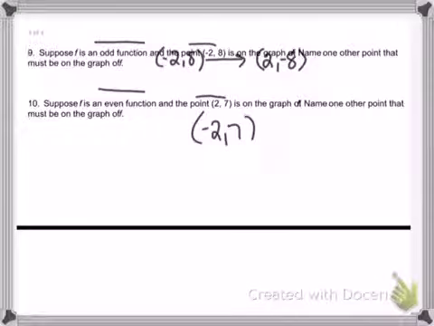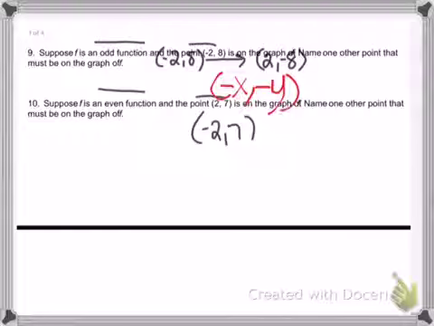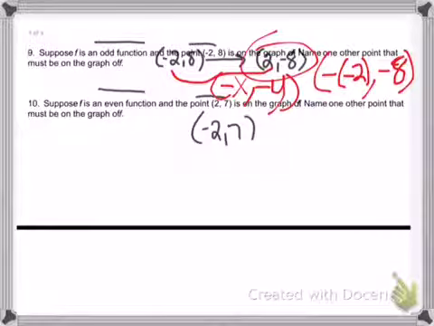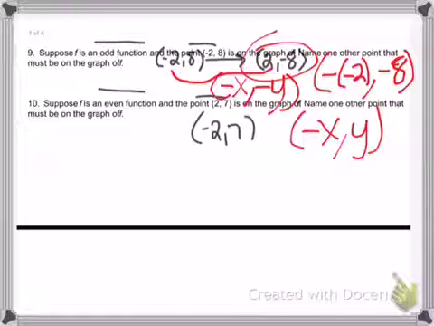Suppose that f of x is an odd function, -2 and 8. So if I have -2, 8, you can make them opposite because we know it's -x and -y. So the sign of -2 will become +2, and 8 becomes -8. This makes it 2, negative 8. Suppose f of x is an even function. 2, negative 7. So we know it's negative x and y. Right here we'll have negative 2 and 7.